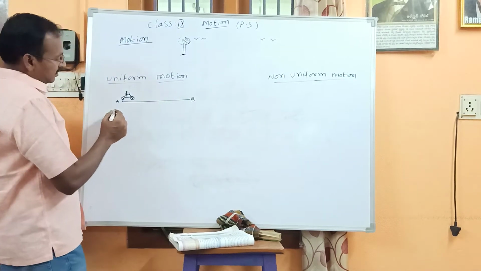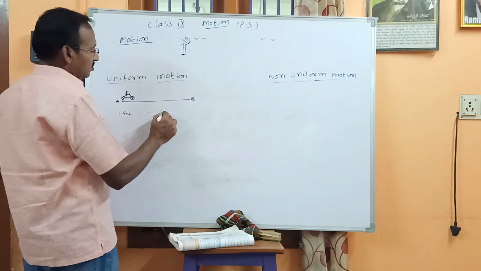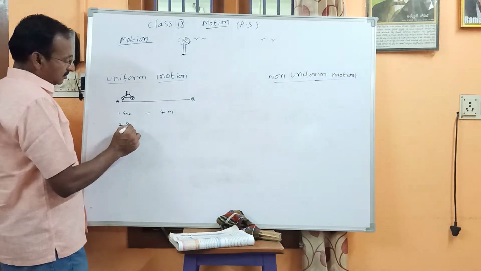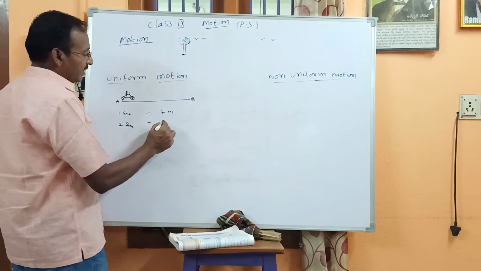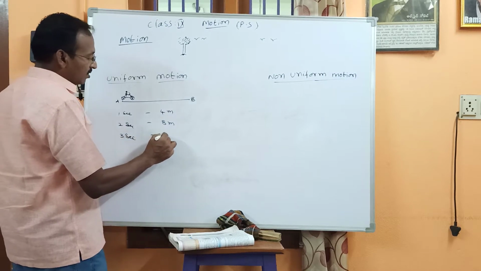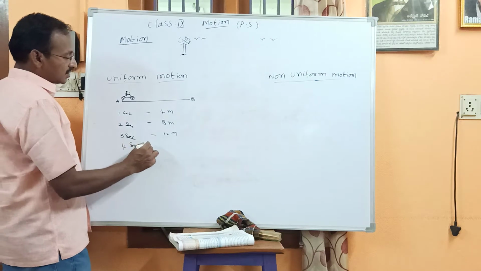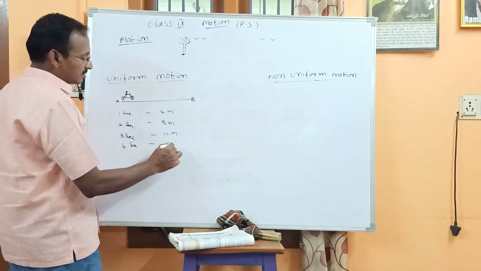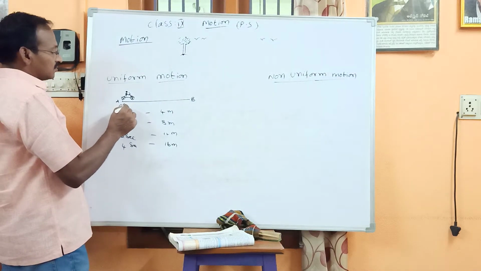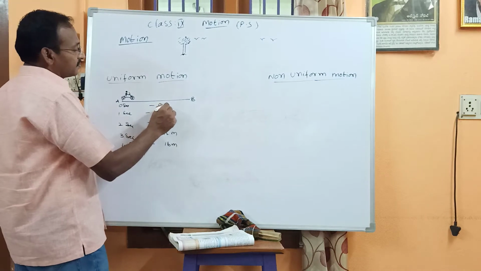I am checking how much distance he travels. In the first second, he is going 4 meters. In the second second, he is traveling 8 meters. In the third second, he is traveling 12 meters. In the fourth second, he is traveling 16 meters. At the beginning, at 0 seconds, his distance is 0 meters.